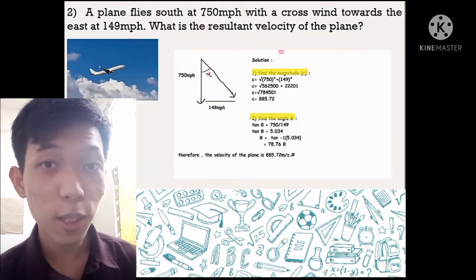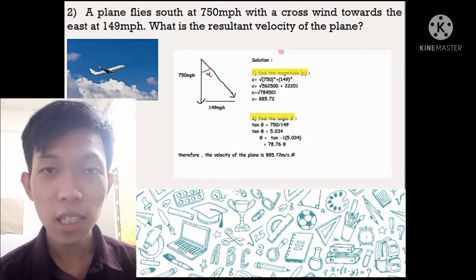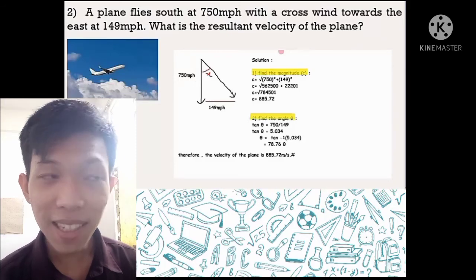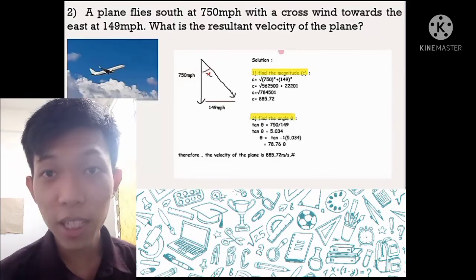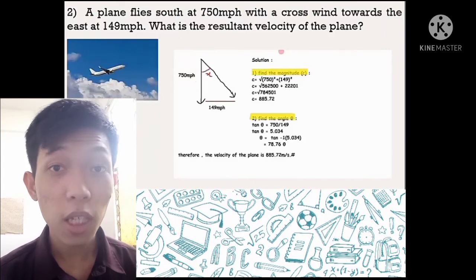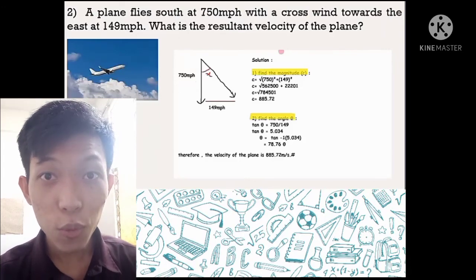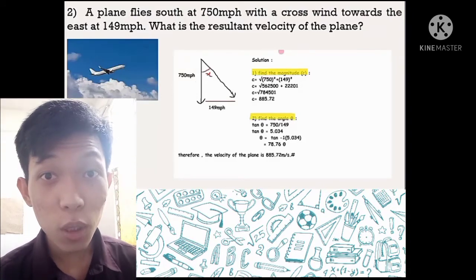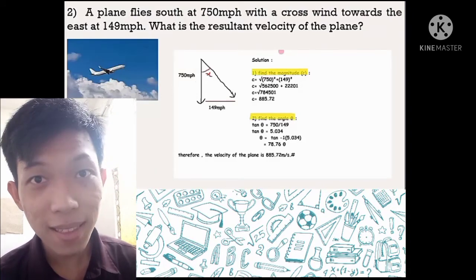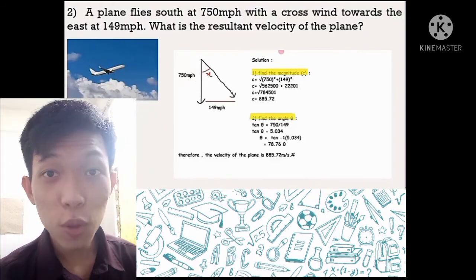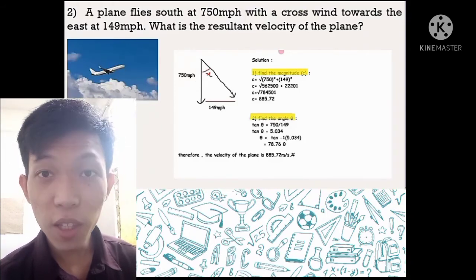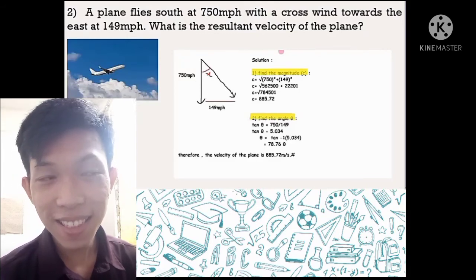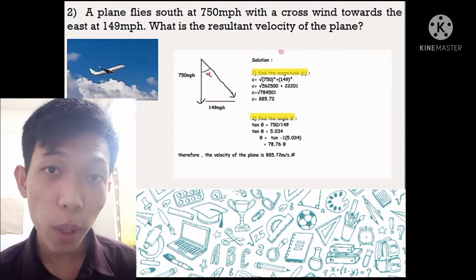first, find the magnitude. C equals square root of 750 squared plus 149 squared, which equals square root of 562,500 plus 22,201, equals square root of 784,501, and the answer is 885.72.